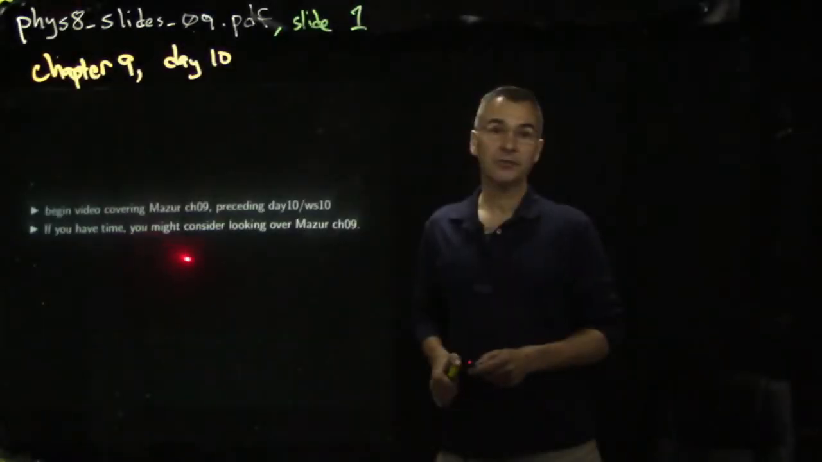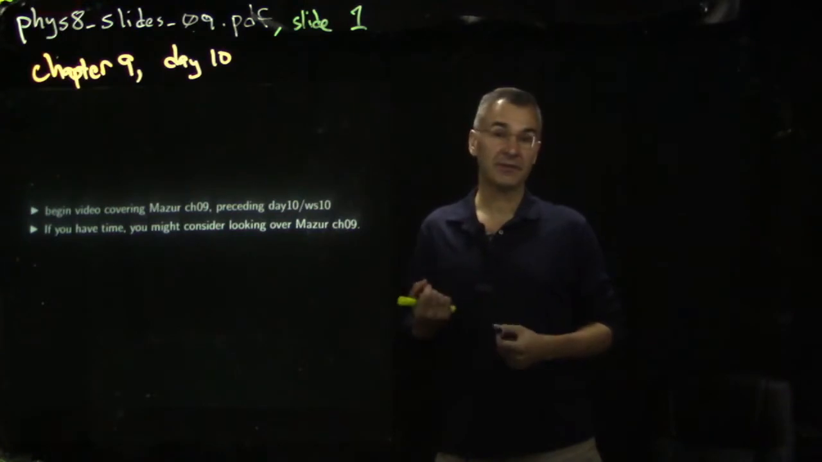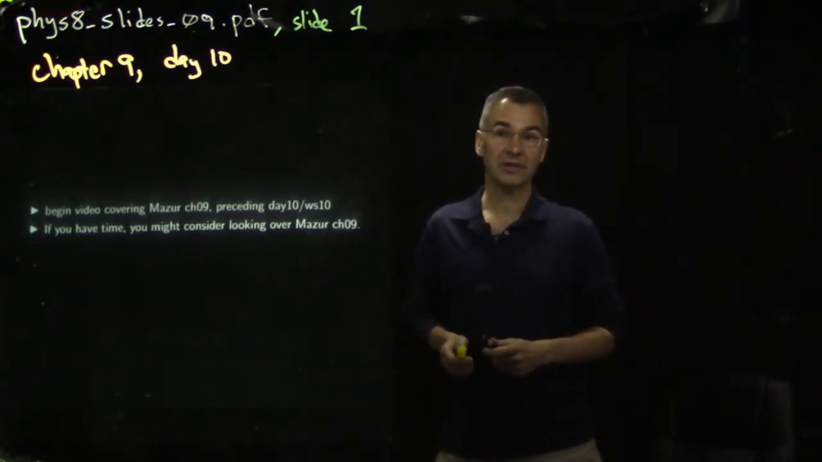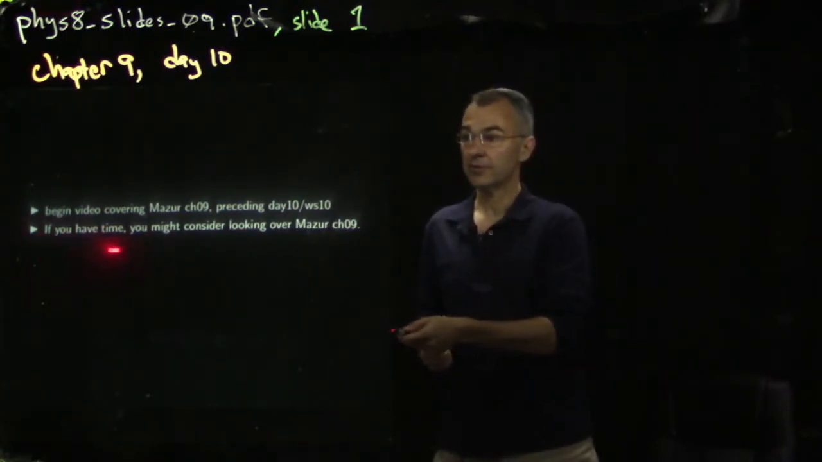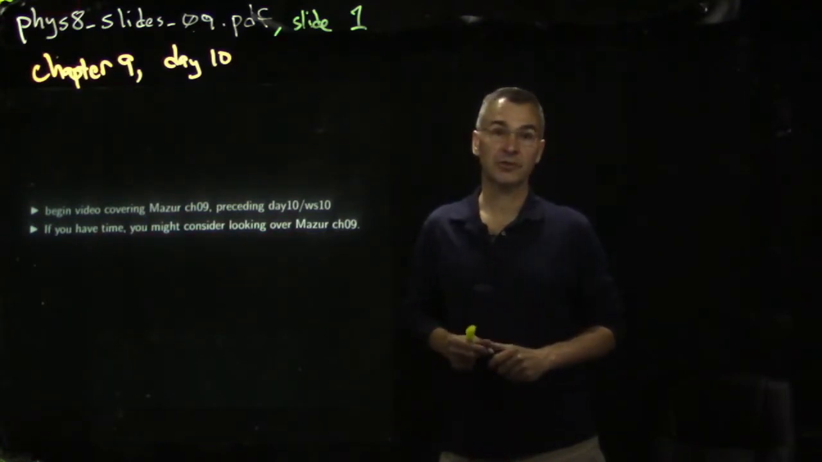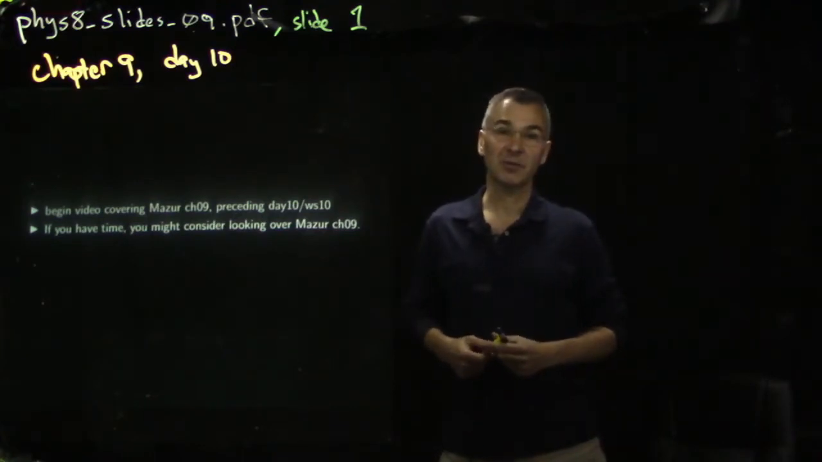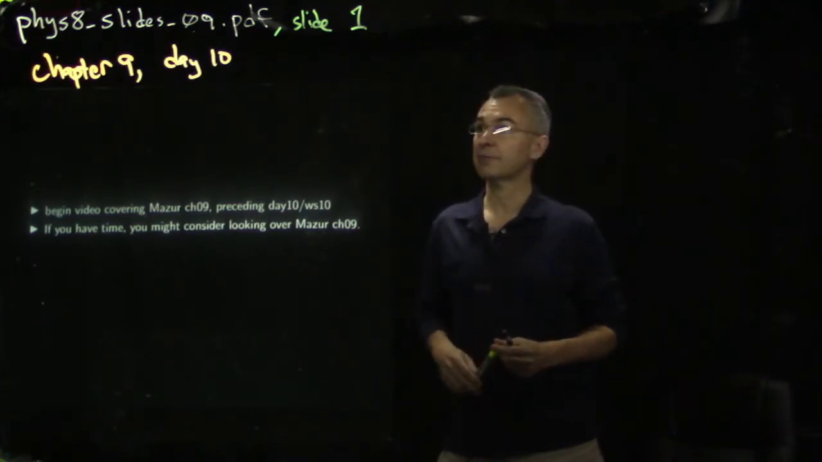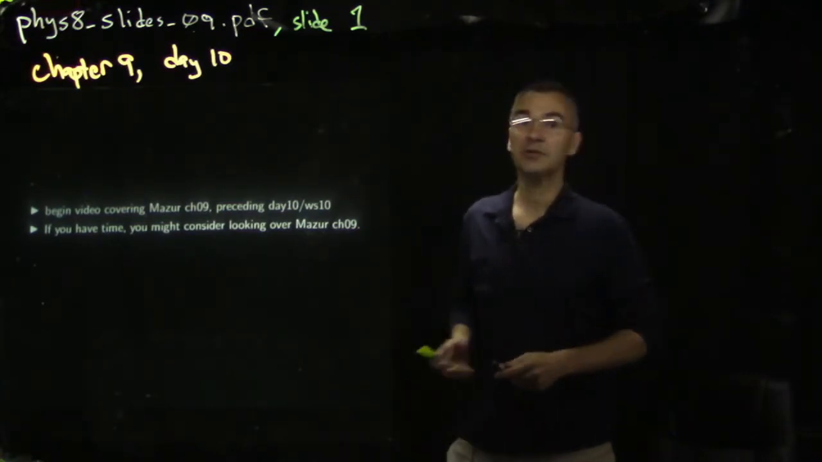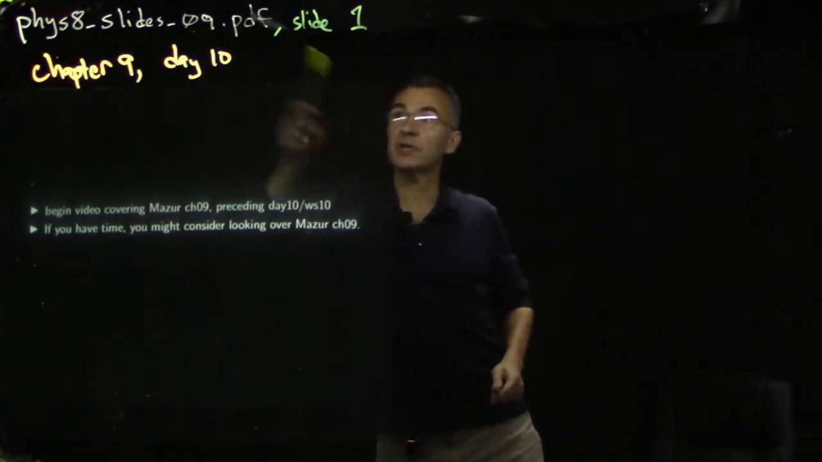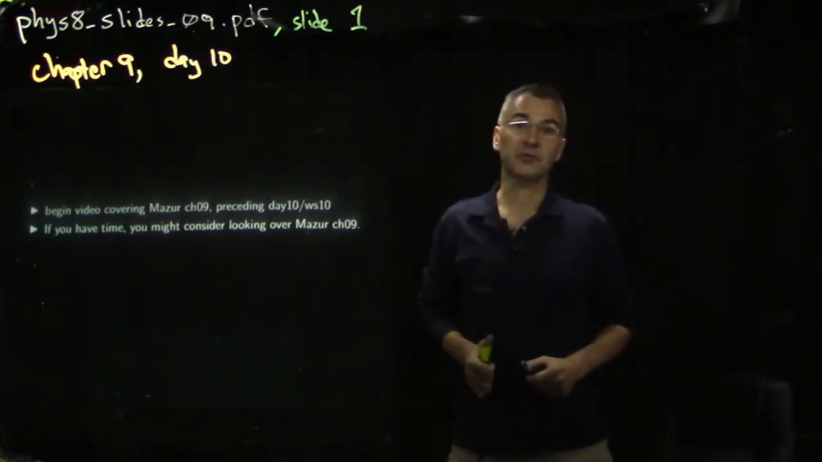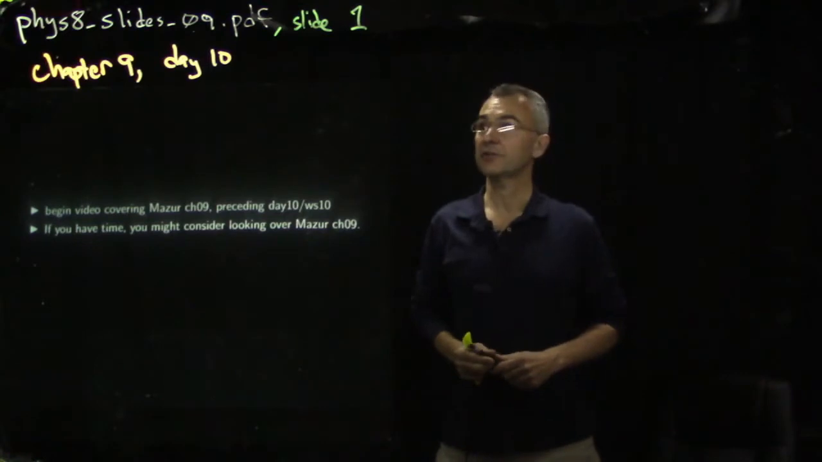This is the video covering Chapter 9 of Mazur's book, but it's going to be class day number 10, so we'll do worksheet 10 in class. If you have time, you might consider looking over Chapter 9, especially the checkpoints, which are always valuable if you're going to look something over. And I usually recommend the concepts half of the chapter more than the equations half. The file is phys8slides09.pdf in the usual files area on the web page.